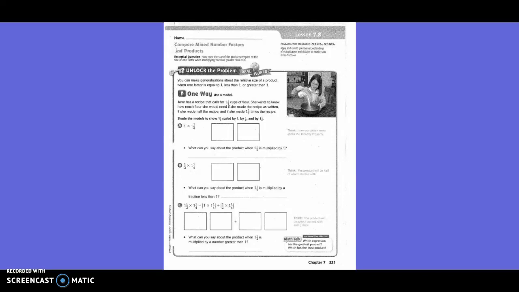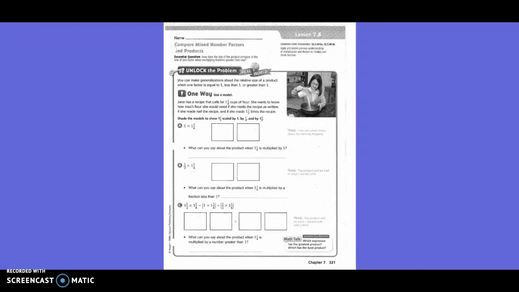Fifth grade, chapter 7, lesson 8, compare mixed numbers, factors, and products. Unlike the problem, when you can make generalizations about the relative size of a product when one factor is equal to 1, less than 1, or greater than 1.